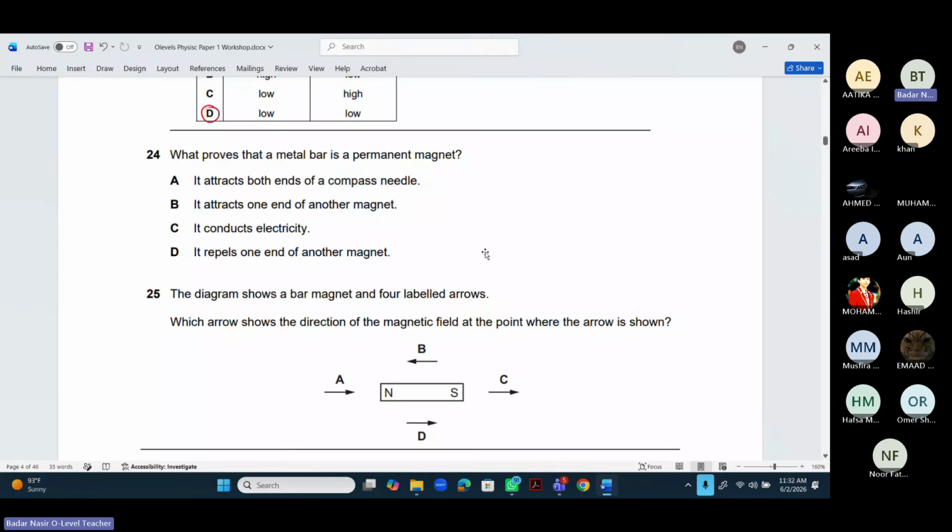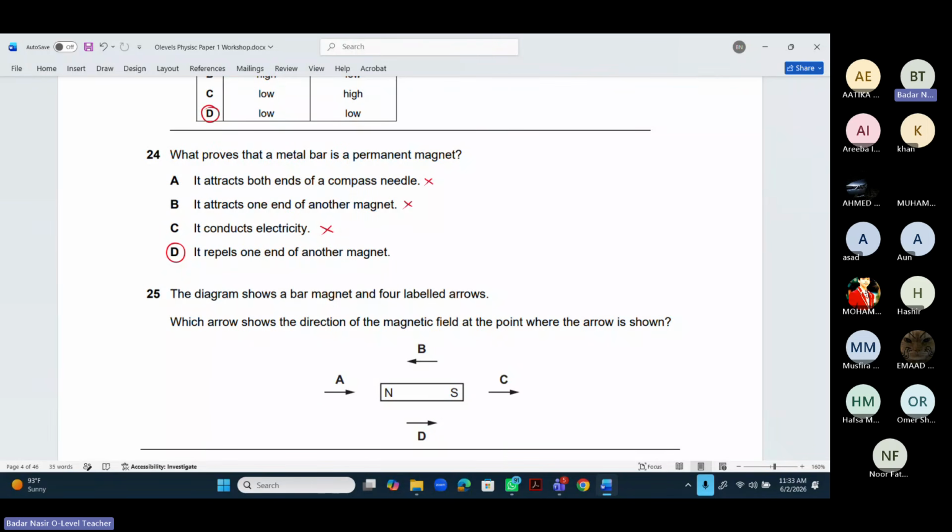What proves that a metal bar is a permanent magnet? It attracts both ends of a compass needle. No. It attracts one end of another magnet. It conducts electricity. It repels one end of another magnet. So what proves that a metal bar is a permanent magnet? A permanent magnet has one end that repels an end of another magnet.